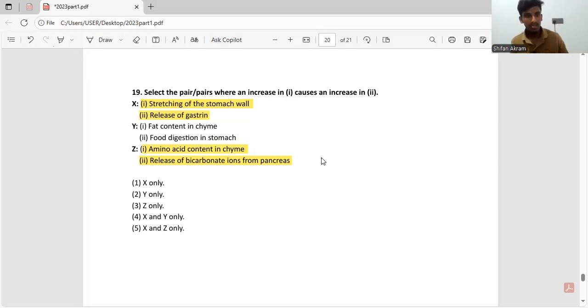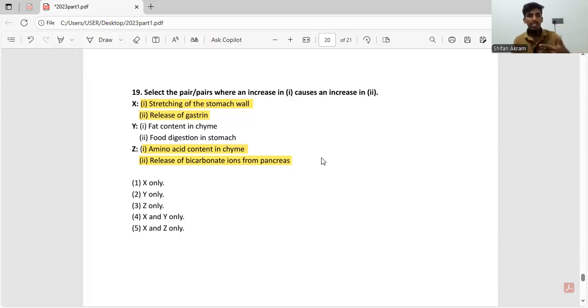Now let's go through the Y statement. Fat content in chyme increases the food digestion in stomach. Now we know only proteins are digested in the stomach and the chyme enters the small intestine. Now in the small intestine, if there is a lot of fat present, we know something about fat is that it takes a lot of time to get digested. So in the small intestine, the chyme will be present for a very long time to get digested. Then the small intestine secretes a hormone to signal the stomach, saying, stomach, slow down the digestion, fat is still present in the small intestine.